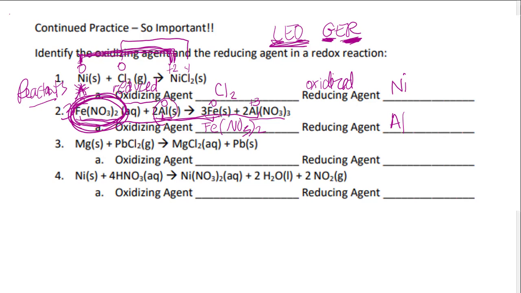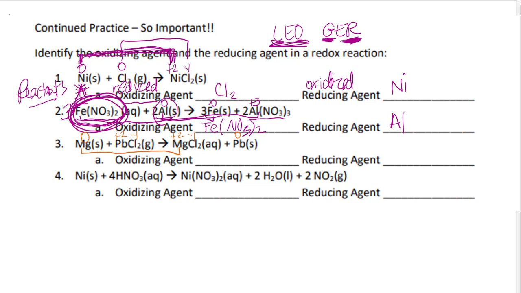Number 3 looks like it's another single replacement reaction. Let's look at our charges here. I've got magnesium 0. Pb is a +2. This is a -1. This is a +2, -1, and this is 0. So my magnesium went from 0 to +2.